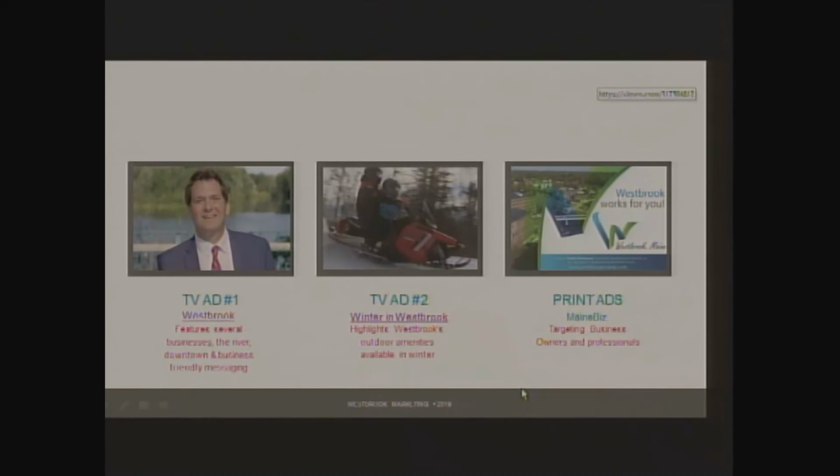Okay, so those were our two main TV ads. They've been running on Spectrum Cable since late November. We switched over to the winter ad for a short period of time, and now we're switching back to the original one for the warmer weather. In other paid advertisement, we've been doing a lot of print ads in Maine Biz, targeting businesses and owners and professionals.